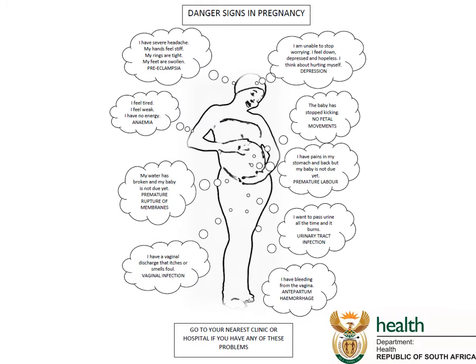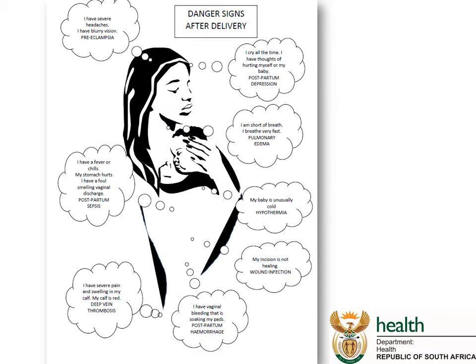So let's go through this in a little bit more detail. In front of the book, there's a pictogram on danger signs in pregnancy, and you can discuss this with the patient at the first visit, and they can read it with subsequent visits. You can see that it says I've got a headache, my hands feel stiff, my rings are tight, my feet are swollen, so that could be preeclampsia. And similarly, there is I am unable to stop worrying, I feel down, depressed and hopeless, I think about hurting myself. Mental problems, depression has been added. So patients can go to the clinic if they experience any of these, and it is there for information.